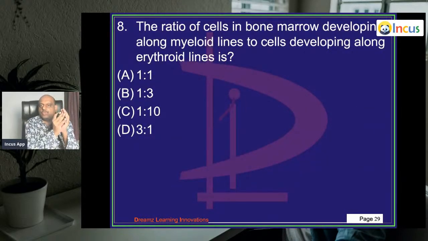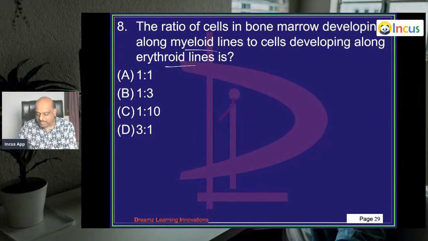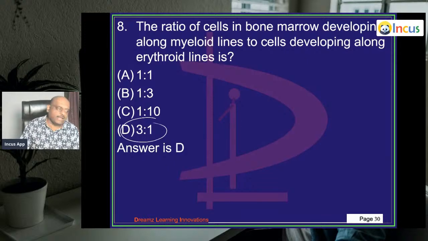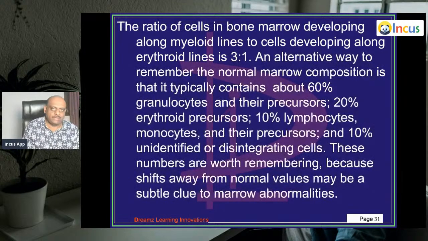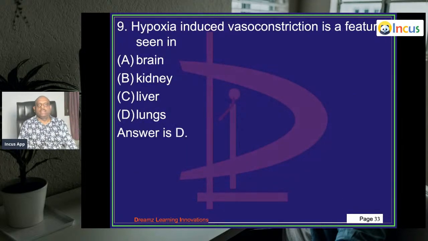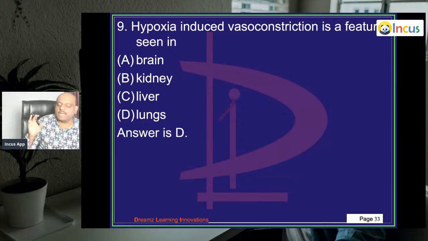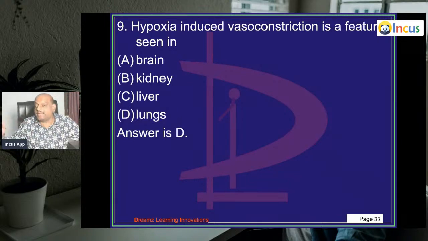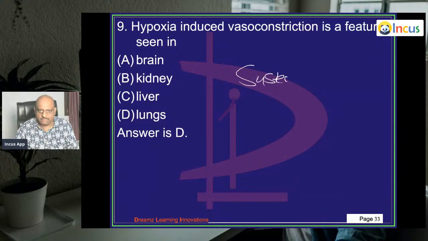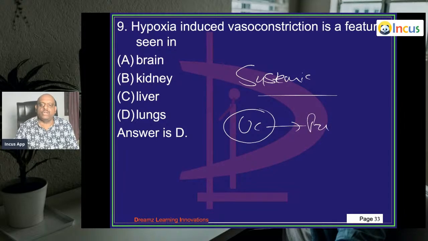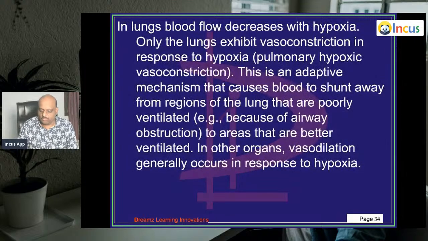In the bone marrow, myeloid to erythroid ratio is normally what? 3:1 is what you need to remember. Where will hypoxia lead to vasodilatation? In systemic circulation. Whereas it leads to vasoconstriction in pulmonary circulation. Pulmonary circulation is what you need to remember.